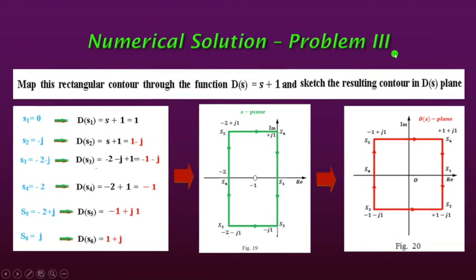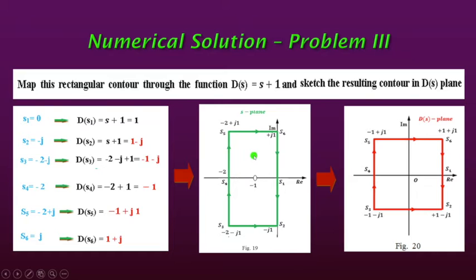Numerical solution, problem 3. Consider the rectangular closed contour as shown in the figure. Map this rectangular contour through the function D(s) equal to s plus 1 and sketch the resulting contour in the D(s) plane. D(s) equal to s plus 1. If s plus 1 is equal to 0, then s equal to minus 1. This is the zero of D(s).